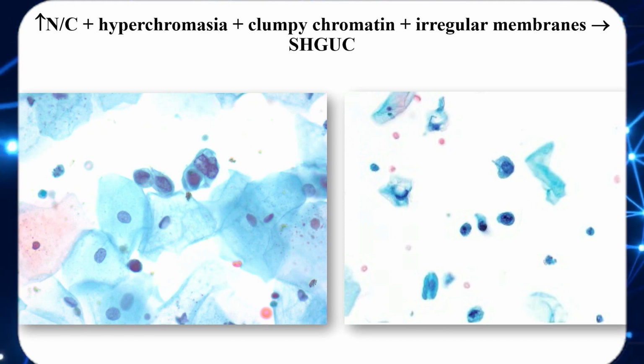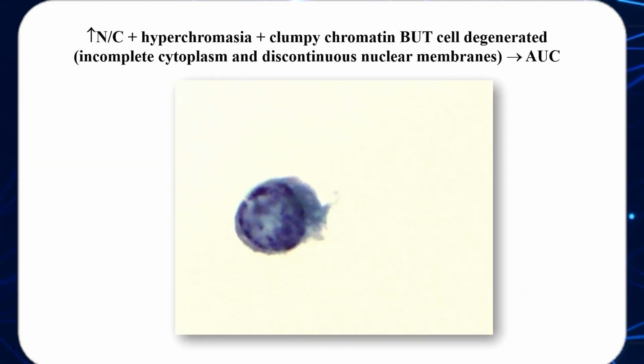This is again another example. The numbers are low here. This was the only group, that was the only cell that was noted with the features that I've already described in detail. So both qualitative and quantitative measures are accounted for when you render this diagnosis.